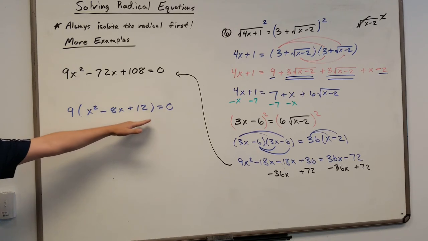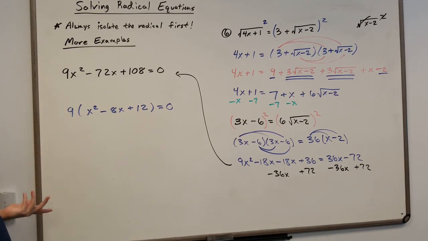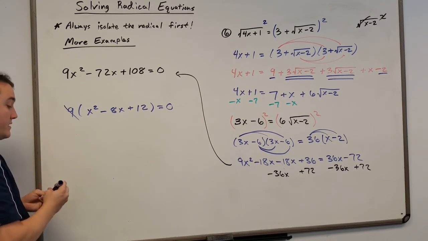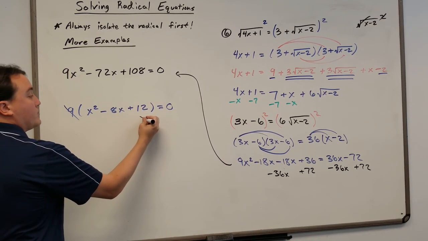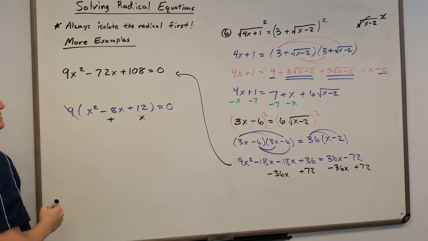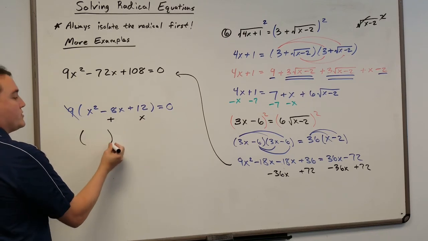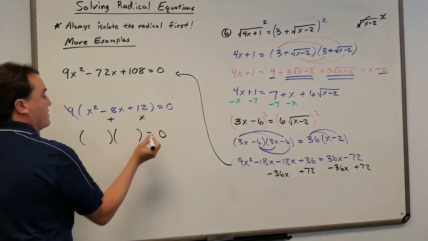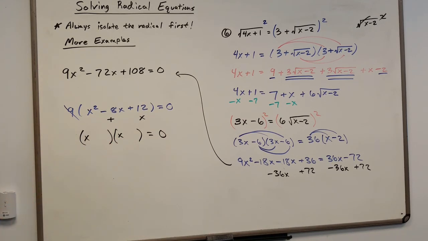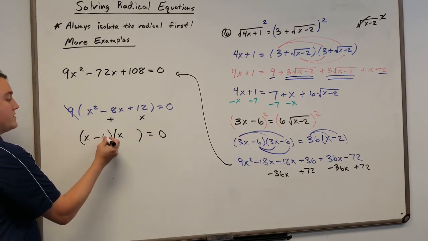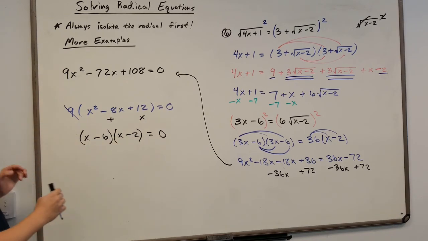Now if you divide the 9 over, 0 divided by 9 is still 0. So that's just going to kind of go away. We don't need it to solve this equation. So all we need now are two things that multiply to equal 12 that add up to negative 8. So what will multiply to equal 12 that adds up to negative 8? Well, that's going to be negative 6 and negative 2. So there's our two answers.